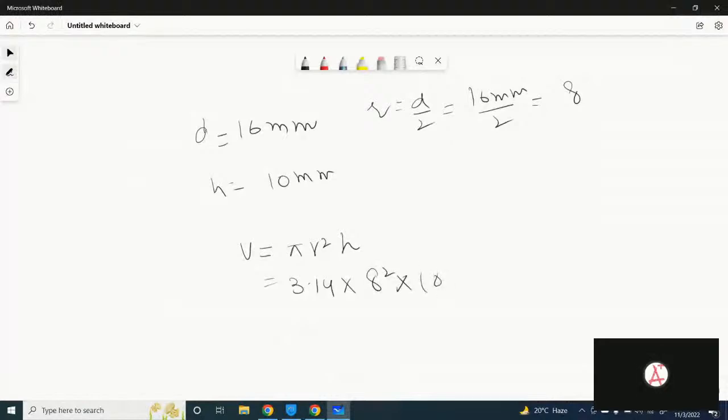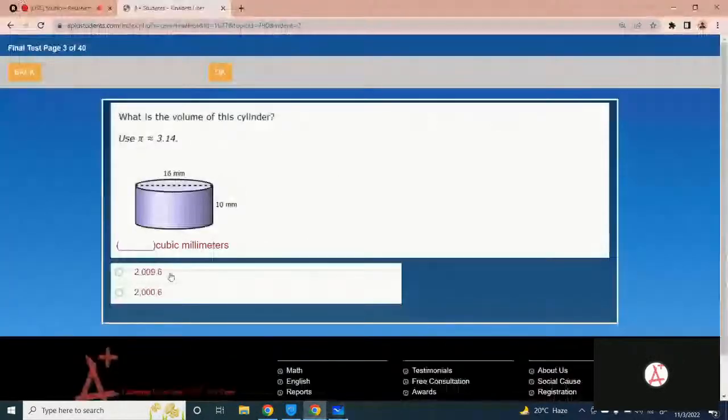Let me just calculate the value. Just use the calculator: 64 times 3.14 times 10. So it would be 2009.6. It is the correct option, 2009.6. Got it?